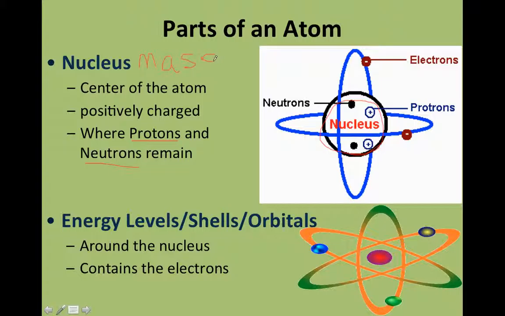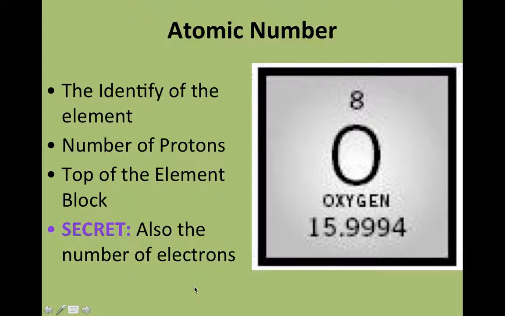Okay? Now, you also have these electrons, and these electrons are going to float on the outside. And where they float are in those rings, and those rings have 3 possible names. It could be classified as an energy level, or a shell, or an orbital. But those are where the electrons are actually located, and they have very little mass. They do have mass, but it's very small.